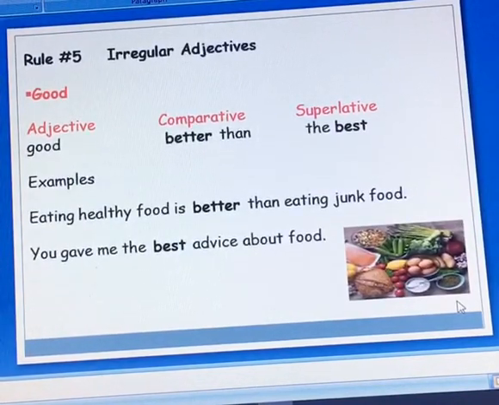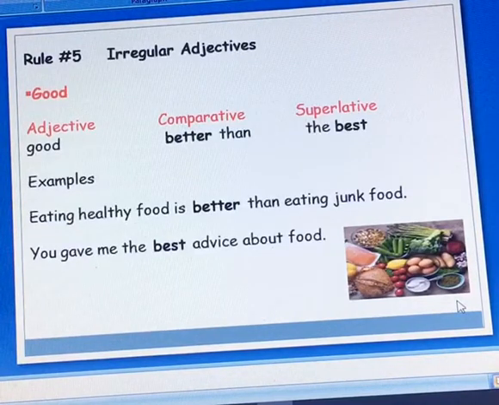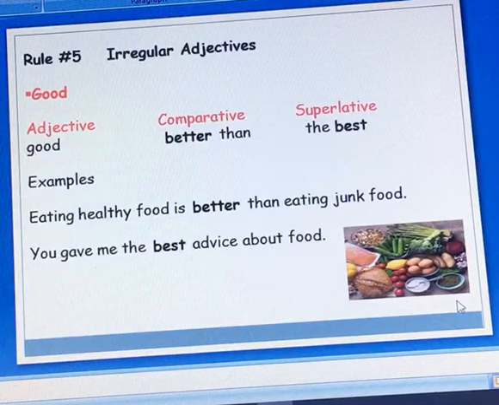Rule number 5. Irregular adjectives. Good is an adjective that does not take er or est or more or most. It's an irregular adjective. So when we want to form the comparative, good becomes better than, and for the superlative it becomes the best. Examples: eating healthy food is better than eating junk food. You gave me the best advice about food.